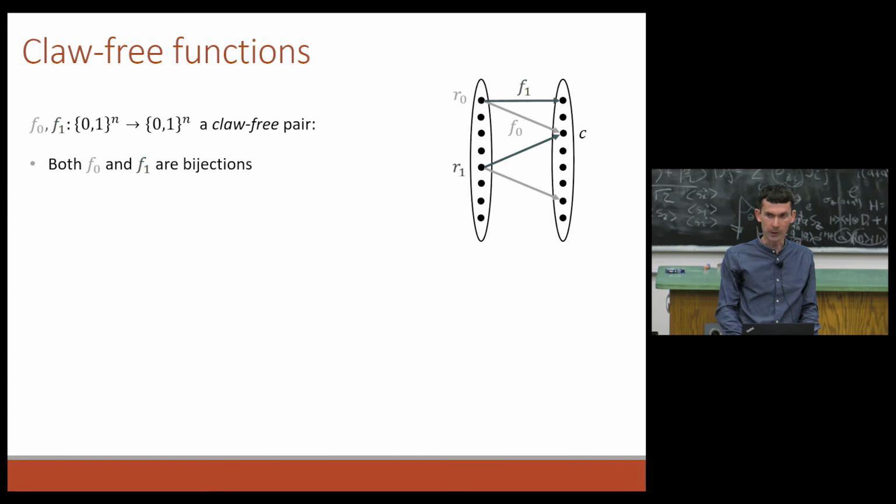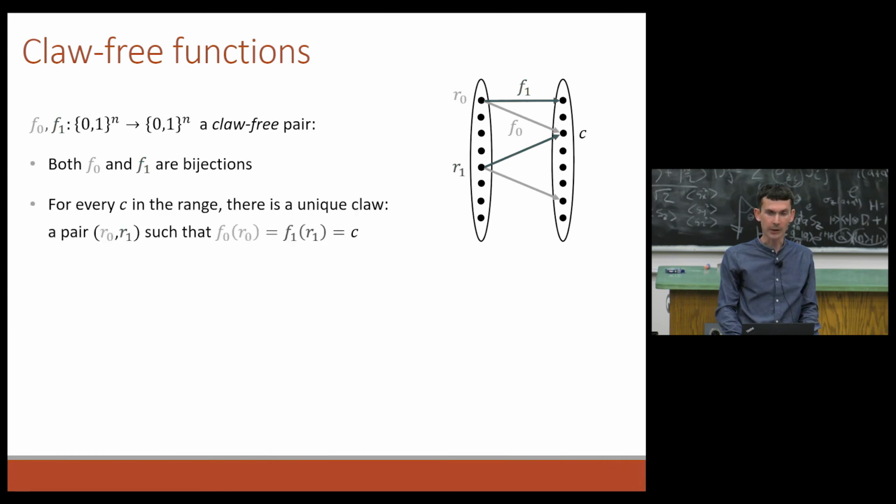And then the other requirement, the security requirement, is that it should be computationally difficult to identify any triple of points that forms what's called a claw. So any R0, R1 and C, such that R0 and R1 are both mapped to C.